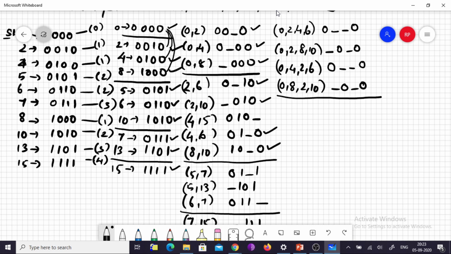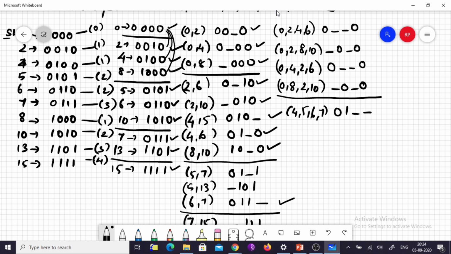But what about 4, 5 and 6, 7? I think that could be a proper group because when you take 4, 5 and 6, 7, it is 0, 1, dash, dash. So we can take 4, 5, 6, 7. So that gives us 0, 1, dash, dash.